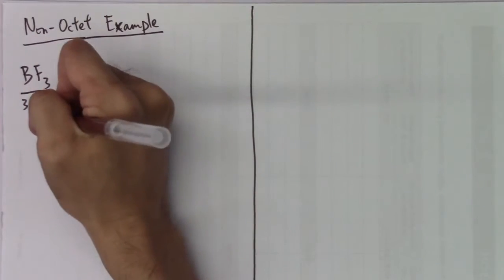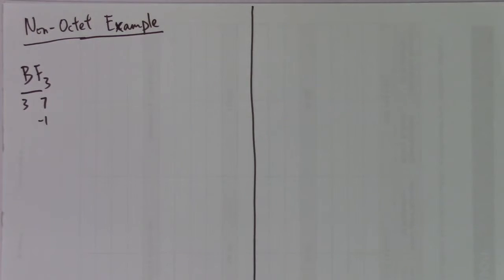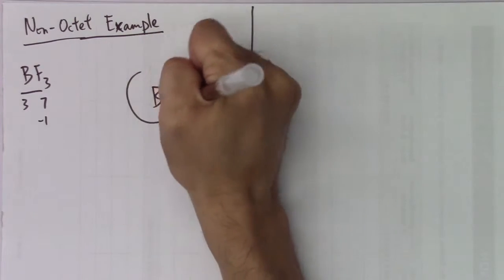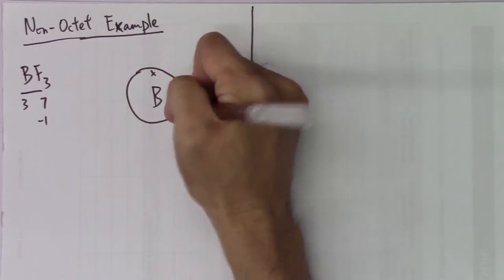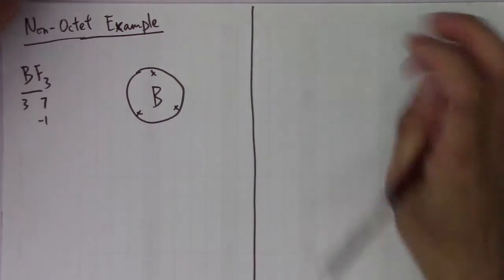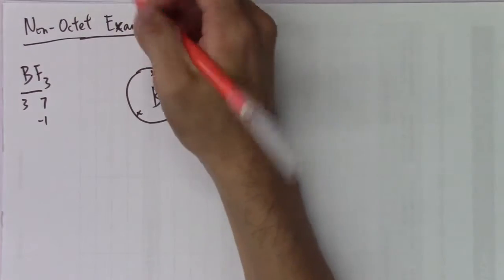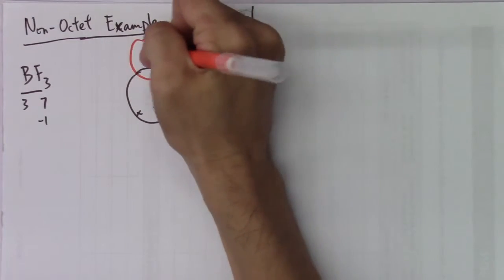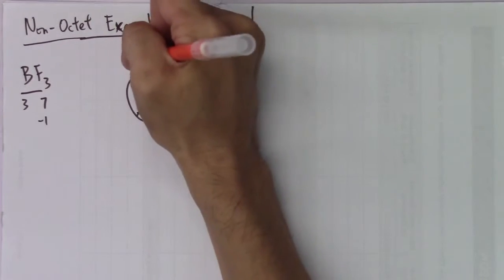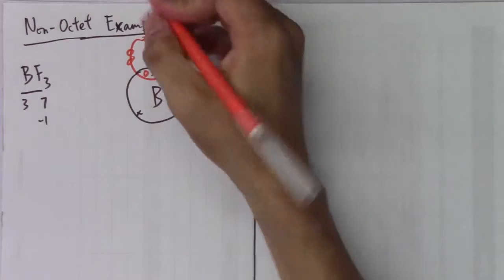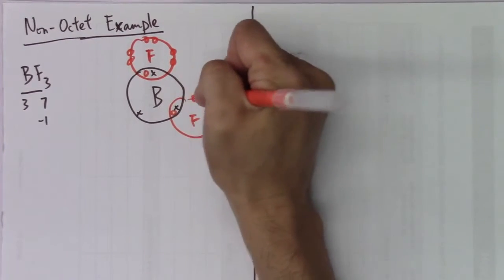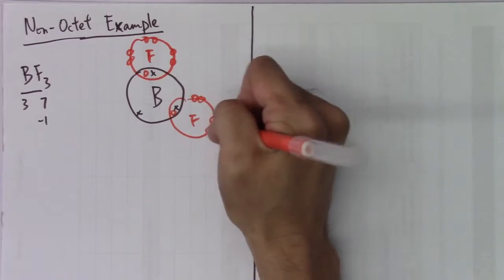So 1 electron is needed. Let's look at boron. Boron has 3 electrons on its outermost shell, 1, 2, and 3. Then we have 3 fluorine atoms surrounding it, which would like to obtain a noble gas configuration. So for fluorine, we share 1 electron. 1, 2, 3, 4, 5, 6, 7. So each fluorine will share 1 electron from boron.